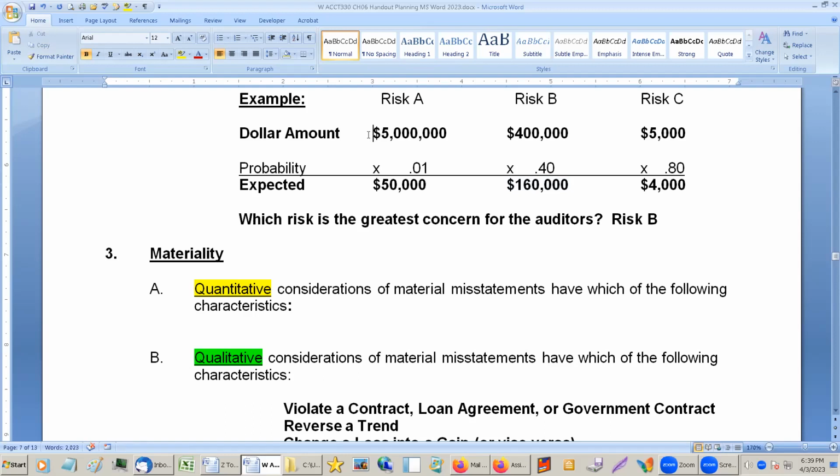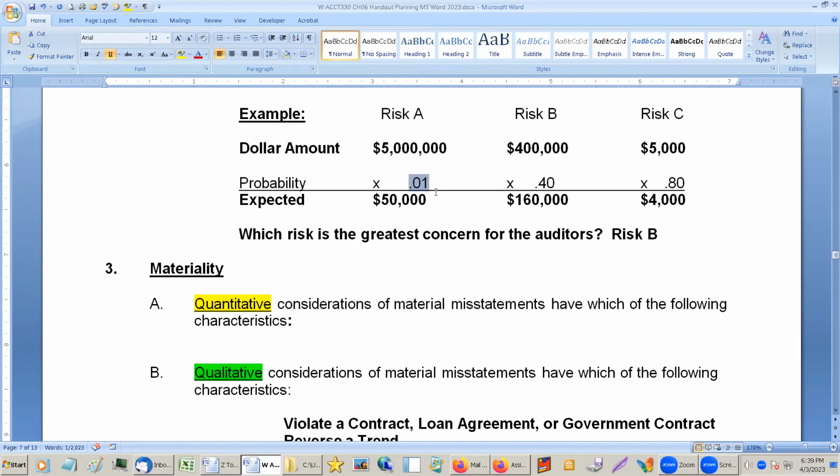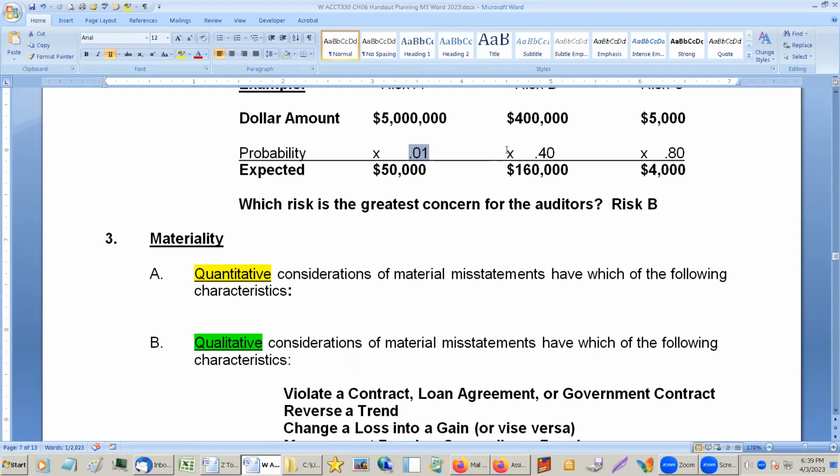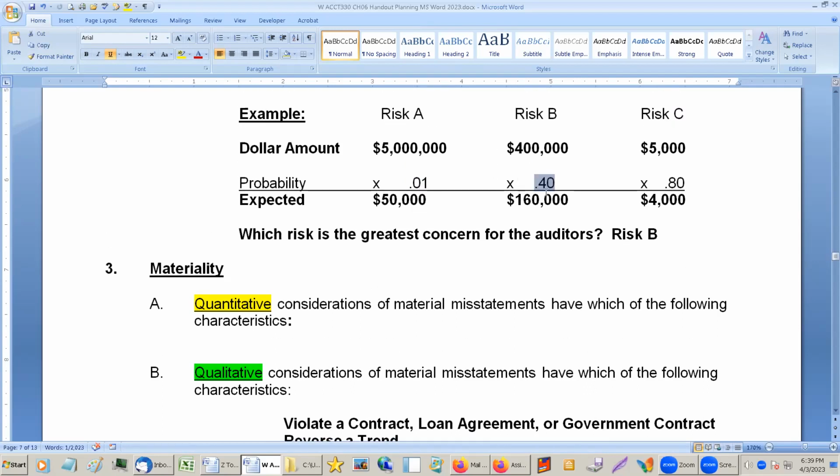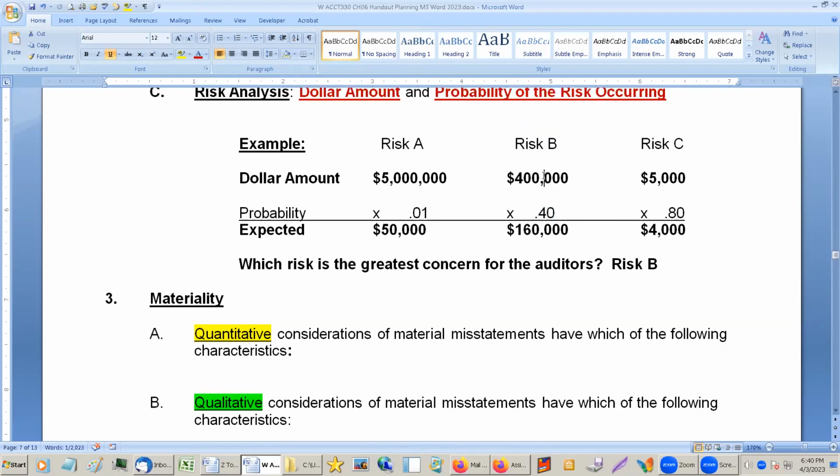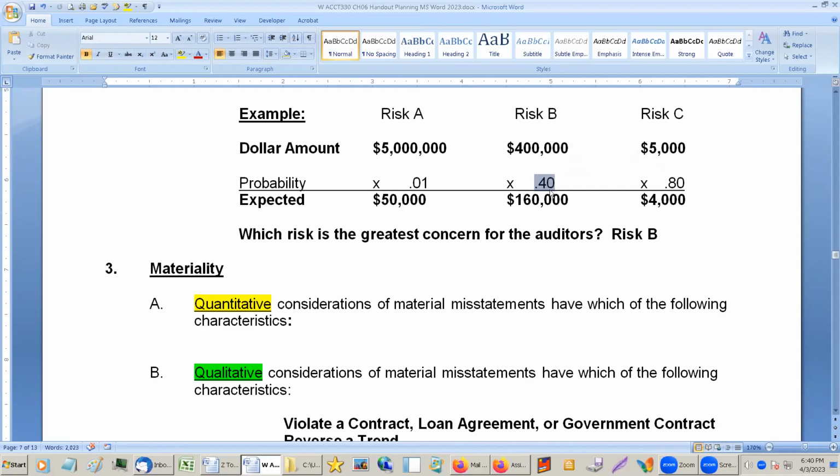But notice that this $5 million loss is very rare. The probability is very low. Once in 100 years, right? Now, 40% is much higher. This has a pretty good chance of happening. Risk B has a pretty good chance of happening, 40%.